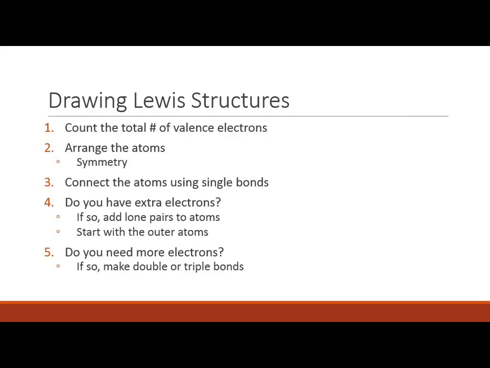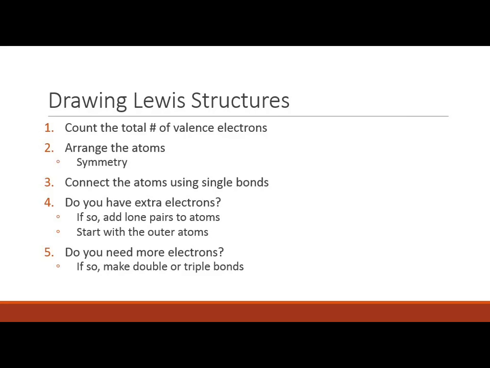Next, you're going to connect the atoms using single bonds, and it's important that those are only single bonds at this point. Then you ask yourself if you have any extra electrons. If you do, go ahead and add some lone pairs to the atoms. And I like to start with the outer atoms and then work my way in. And then also, at the very end, you need to check and see if you need more electrons.